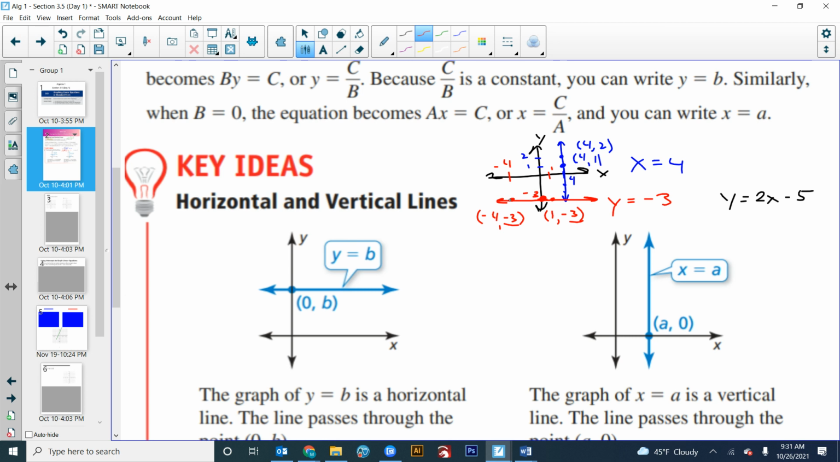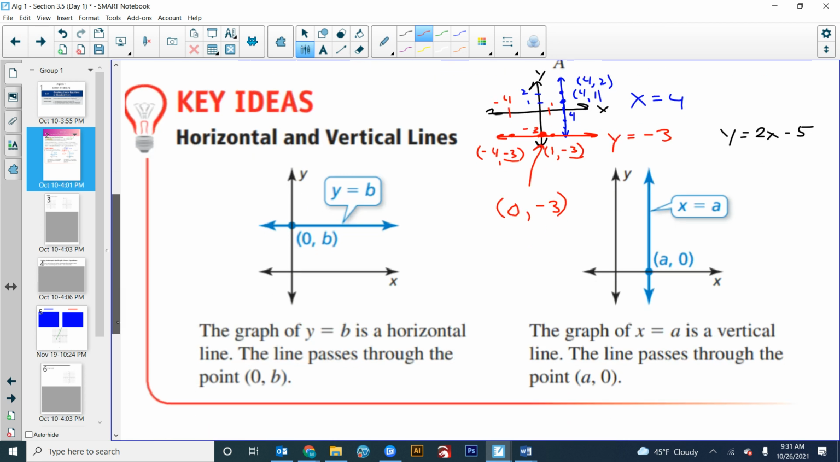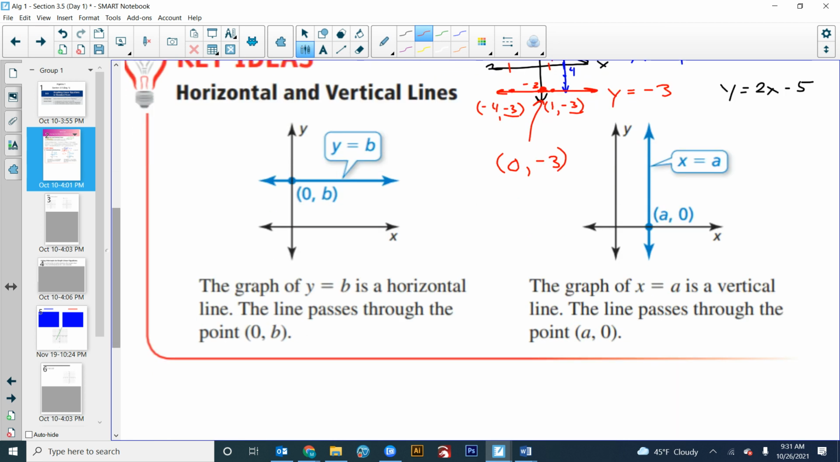It's not (-4, -3). It's not (-2, -3). It's not (1, -3). It's (0, -3). So when they say the y-intercept is (0, b), it could be (0, 5), it could be (0, -3), it could be (0, 1). It depends where the line crosses the y-axis.